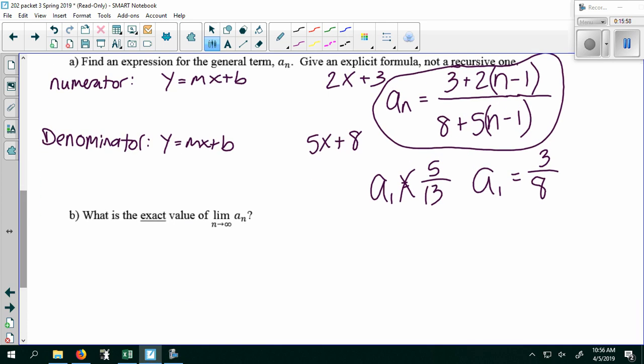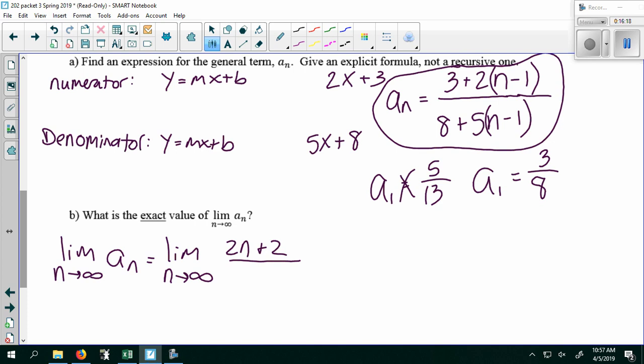All right, I want to look at the limit of that a sub n. The limit as n goes to infinity of a sub n, that expression. So I'm going to simplify it. I'm going to distribute my 2 and my 5, combine like terms. So I get 2n plus 2 over, wait, that's not right. So it's 2n minus 2 and then plus 3, so it's 2n plus 1 over 5n plus 3.